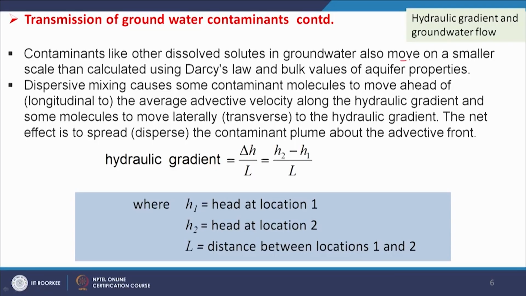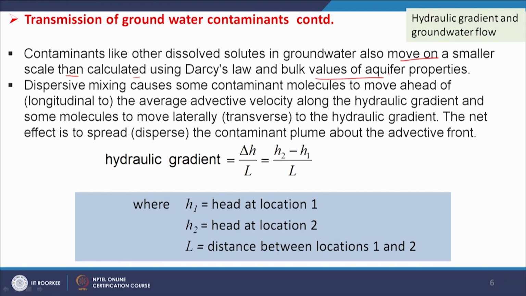Now, how will we mathematically represent this phenomenon? Just like in the case of transmission of pollutants in the atmosphere, where people have developed some mathematical relationships and we have discussed them, similarly in this case we will discuss how pollutants are transmitted in the aquifer. Contaminants, like other dissolved solutes in groundwater, also move on a smaller scale than calculated using Darcy's law and bulk values of aquifer properties.